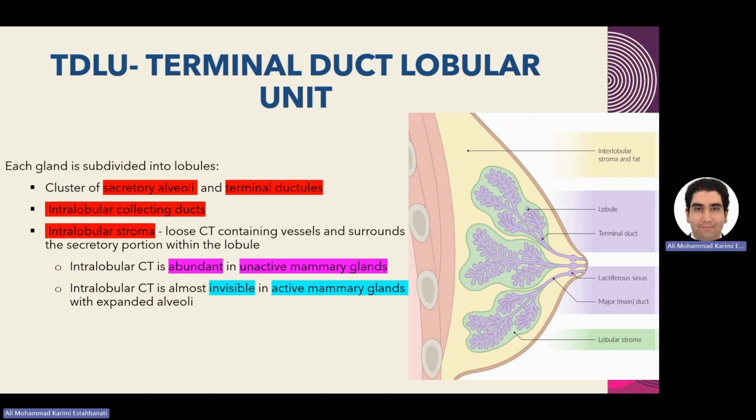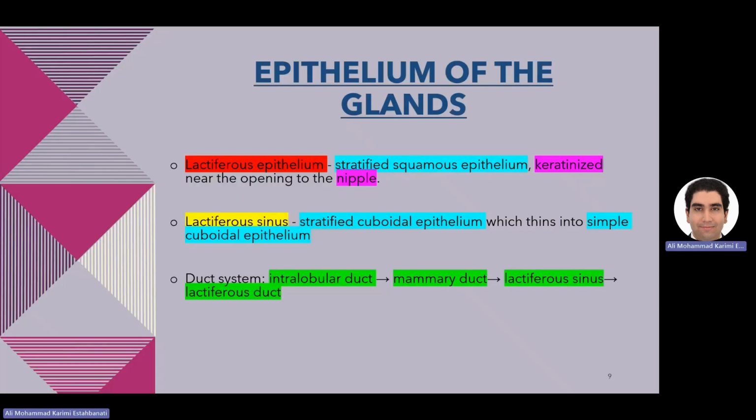So remember that. Now, epithelium of the glands, there will be the name for it, it's lactiferous epithelium, which is another name that is given for that area for stratified squamous epithelium, which obviously when it gets close to the surface, it becomes keratinized, especially near the nipple. Now, lactiferous sinus: the epithelium of it will be stratified cuboidal epithelium throughout its course, but when it's getting close to the exit to the lactiferous duct, it becomes simple cuboidal epithelium.